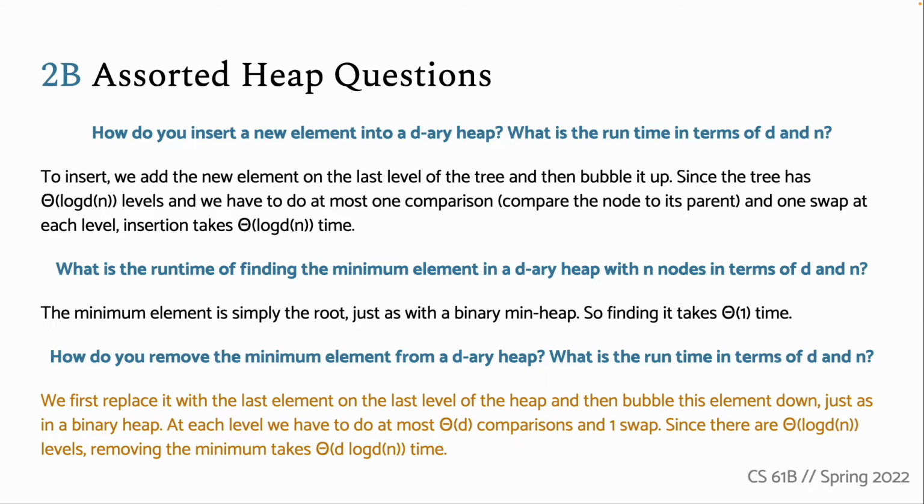And since there are log base D of n levels, removing the minimum takes D log n time, which is distinctly different from the binary heap in a way. It's not that different. The difference was just that before, that D was equal to 2, and so it was like a constant factor that we could just ignore. Now that we don't know what that D is, it's going to be another element of our runtime.